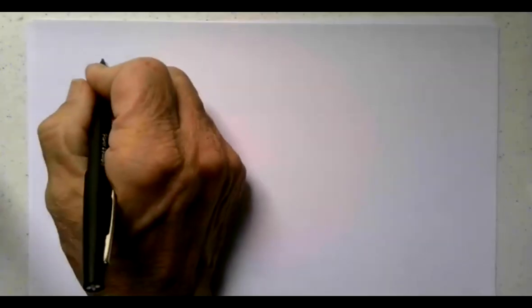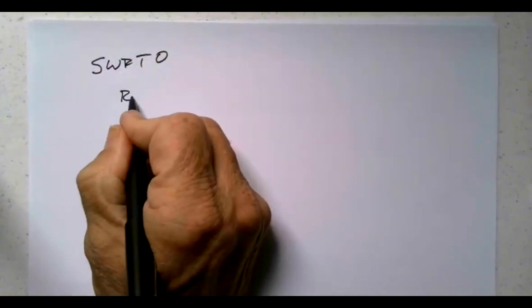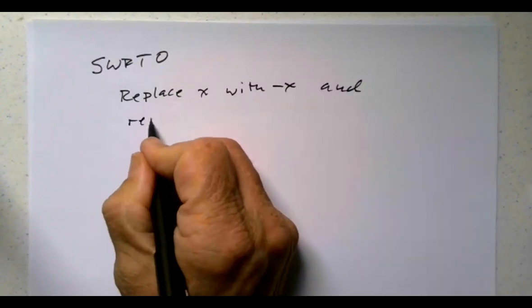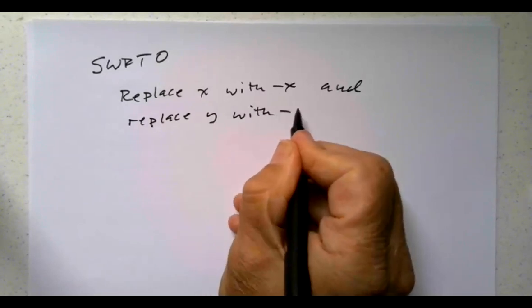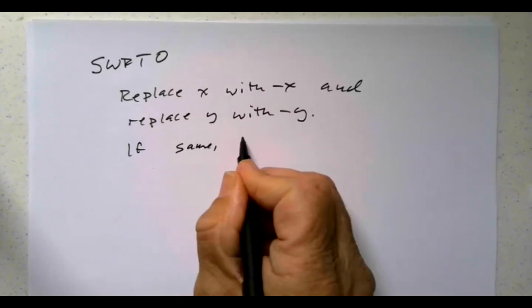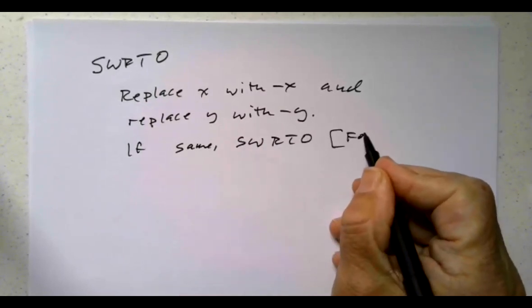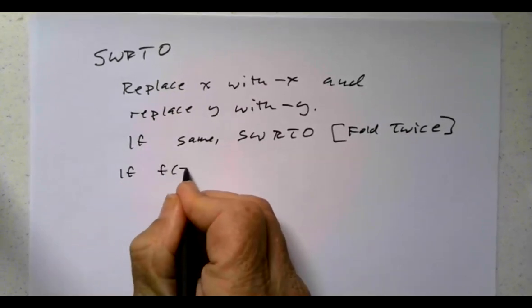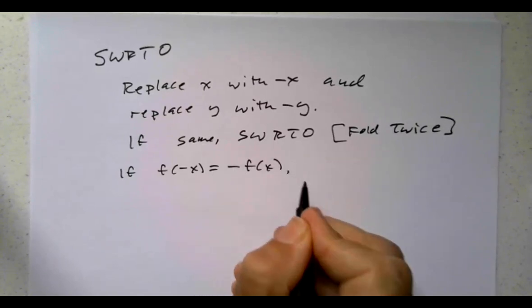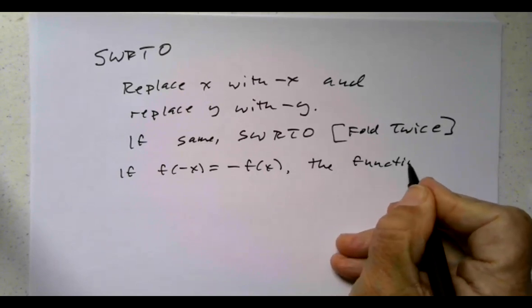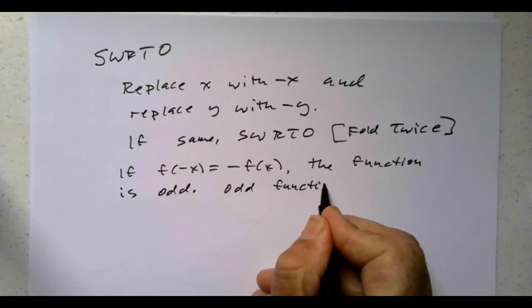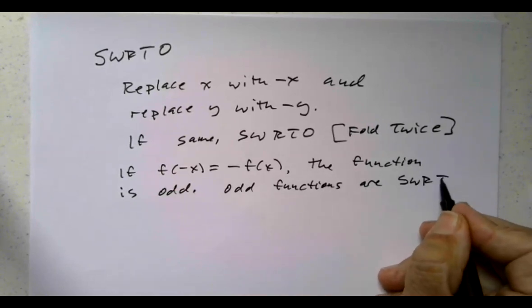And then finally, symmetric with respect to the origin. Let's replace x with negative x and replace y with negative y. If the same, then the graph is symmetric with respect to the origin. Remember, that means fold it twice, fold over the x-axis and fold over the y-axis, and they will match. In the case of an odd function, if f of negative x equals negative f of x, the function is odd. And odd functions are symmetric with respect to the origin.